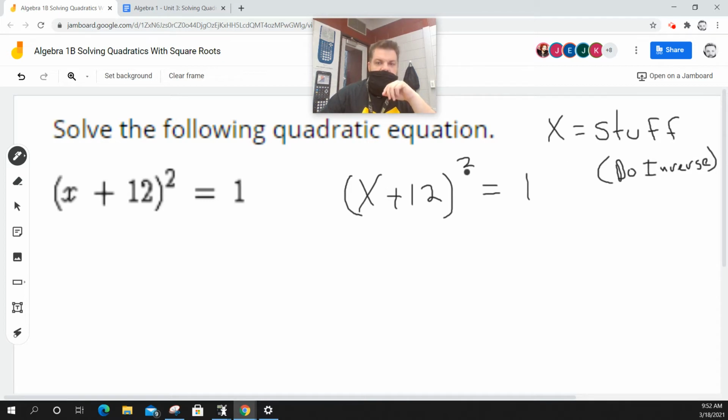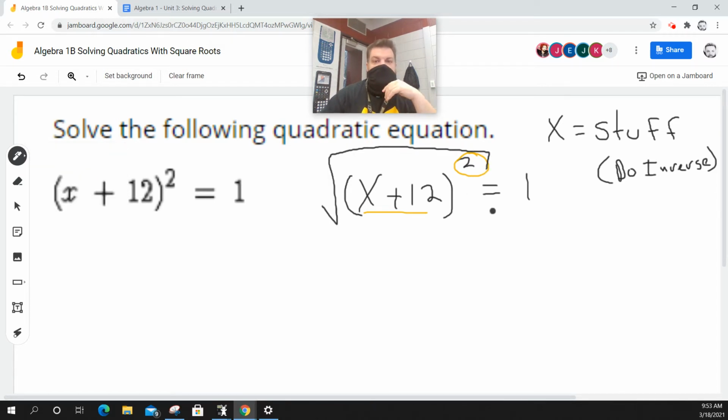Well, this square means that I'm going to take this and multiply it by itself twice. So I need some mathematical inverse of squaring. Well, the inverse of that is to take the square root.